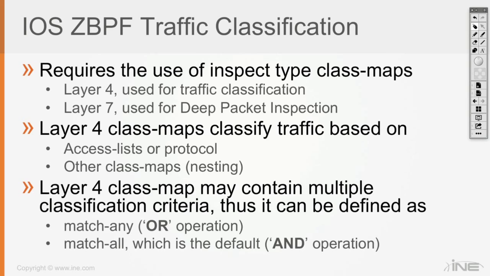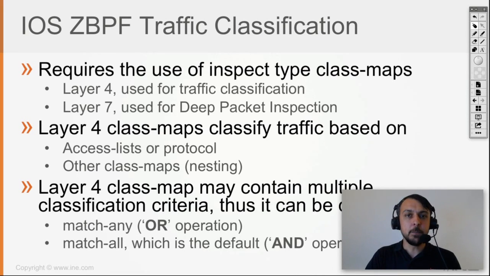Now, one layer 4 class map may contain one or multiple classification criteria. The class map can be defined as match-any, which means you end up with an OR operation between the entries in the class map. For example, if I define a class map of type match-any and say match protocol HTTP, match protocol FTP and match protocol SMTP, then the traffic is going to match that class map if it is either HTTP, FTP or SMTP. It doesn't have to be all of them at the same time.